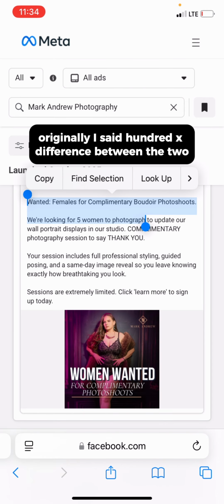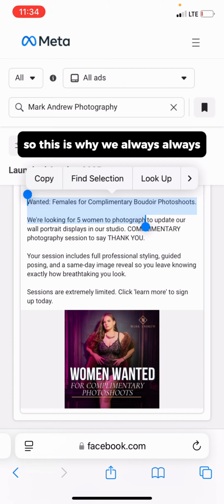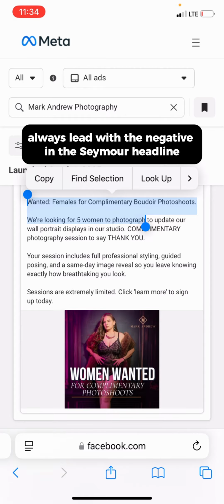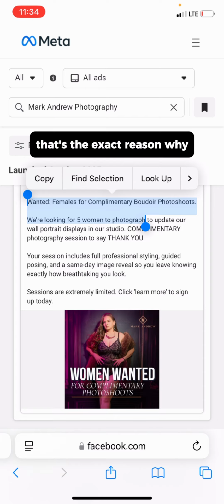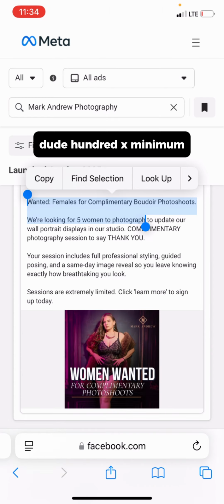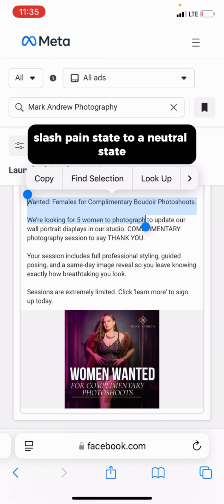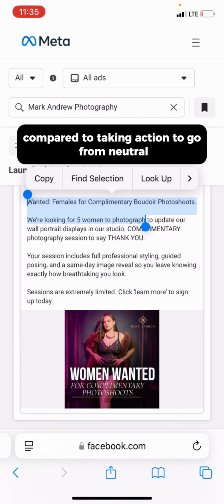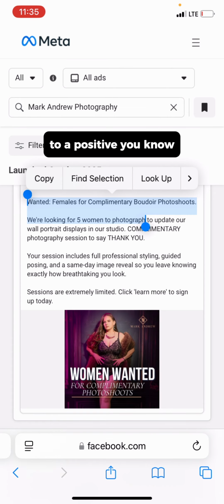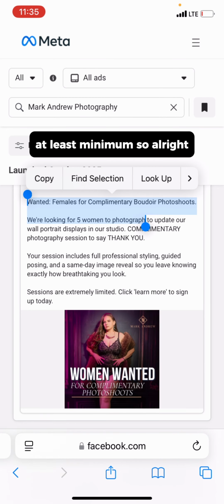And originally I said 100x difference between the two, but this example is literally 400x difference. So this is why we always lead with the negative in the See More headline. This is the exact reason why. It's because humans move, dude, 100x minimum higher probability to go from a negative experience, pain state to a neutral state compared to taking action to go from neutral to a positive, gain state. Literally 100x difference, at least minimum.